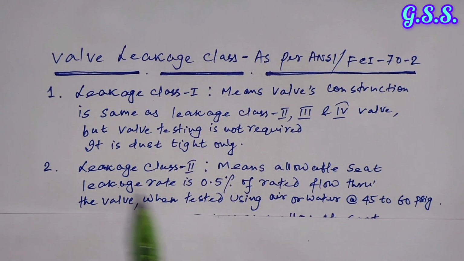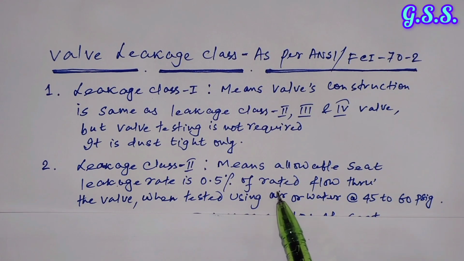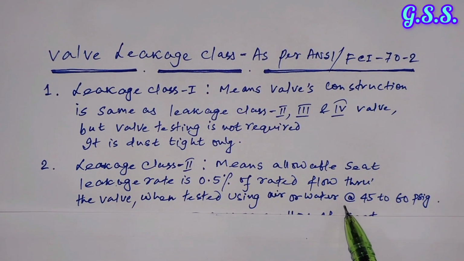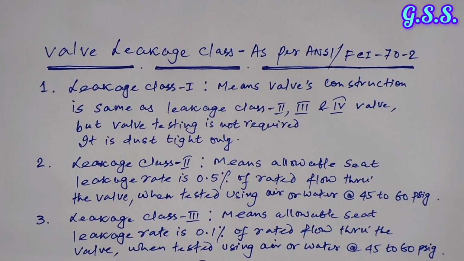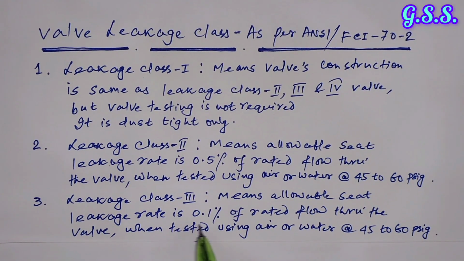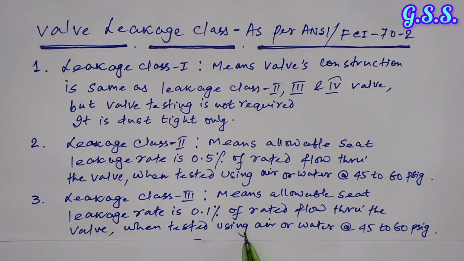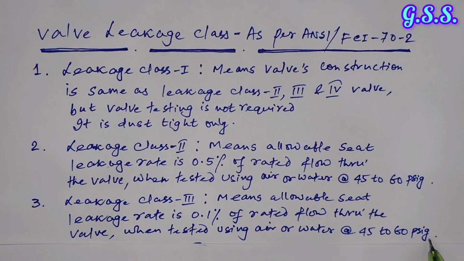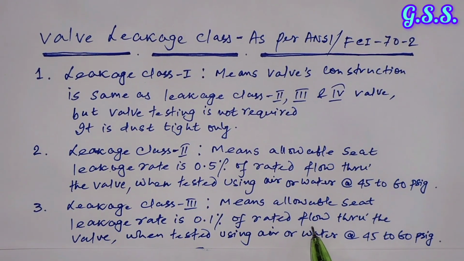Then leakage class 2 means allowable seat leakage rate is 0.5% of rated flow through the valve when tested using air or water at 45 to 60 psi gauge. Then leakage class 3 means allowable seat leakage rate is 0.1% of rated flow through the valve when tested using air or water at 45 to 60 psi gauge. That rated flow means flow through the valve at full open condition.